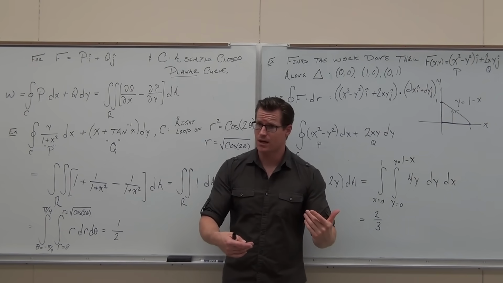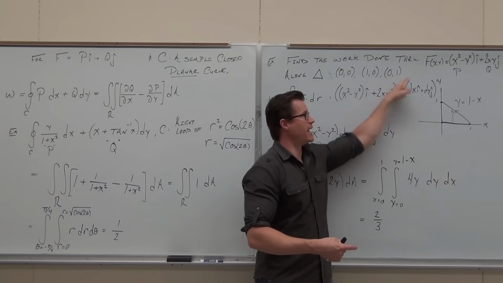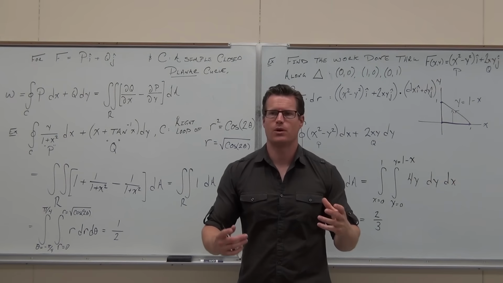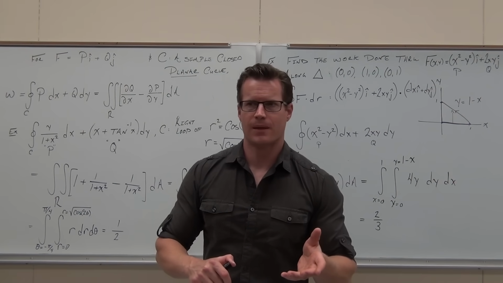What it's giving us in this context is the work done along that simple closed curve through that vector field. That is exactly what I want you to know, and that's how Green's theorem works. Have I explained this well enough for you guys to understand it? Okay.